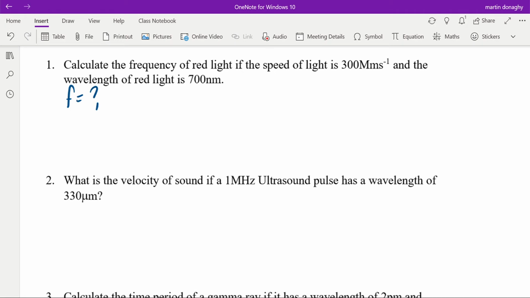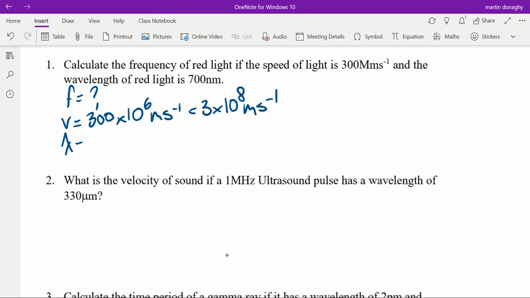So extract the information. The speed of light is 300 megameters per second, and you just replace the mega by 10 to the 6 meters per second. But if you type it in your calculator and hit equals, it will tell you that's the same as 3 by 10 to the 8 meters per second. And the wavelength is 700 nanometers. We just replace the nano with by 10 to the minus 9. You would be expected to know that meters.